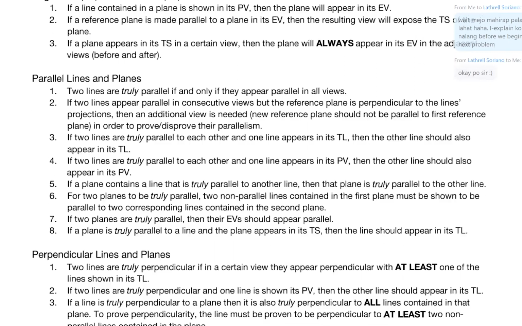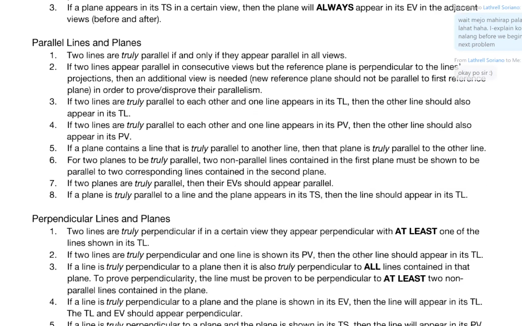Ito yung mga sinasabi ko kanina, no? So if a plane contains a line that is truly parallel to another line, then the plane is truly parallel to the other line. Tapos for two planes to be truly parallel, the two non-parallel lines contained in the first plane must be shown to be parallel to two corresponding lines contained in the second plane. So ito yung usual way na pino-prove natin yung parallelism of two planes, no. Hanap tayo ng two lines and maybe I can show you.